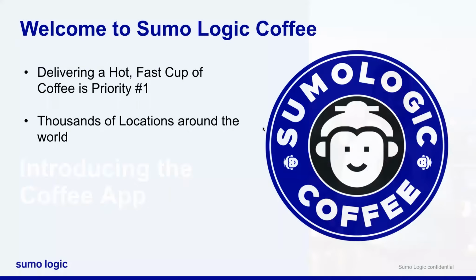So, as alluded to a few times today, Sumo Logic Coffee. We have thousands of locations around the world. We sell a hot cup of coffee. You may know a similar company that has a green logo, same idea, but for copyright reasons we can't use them. So that's our business for today.